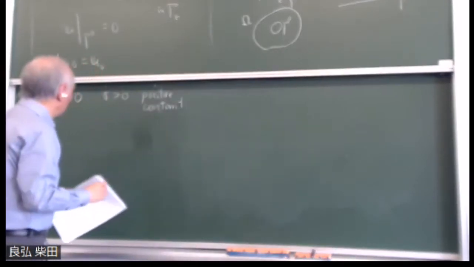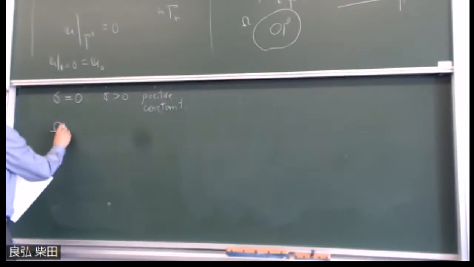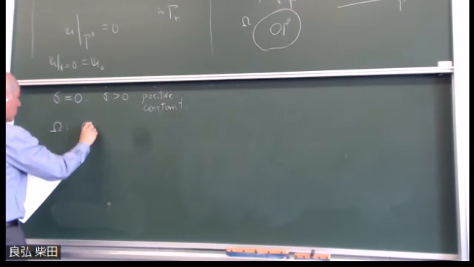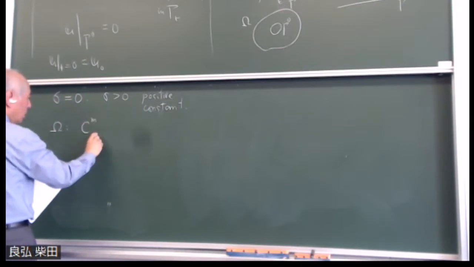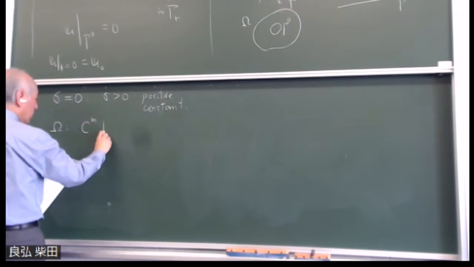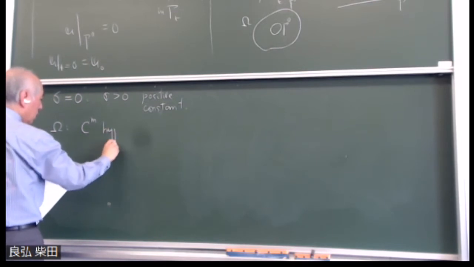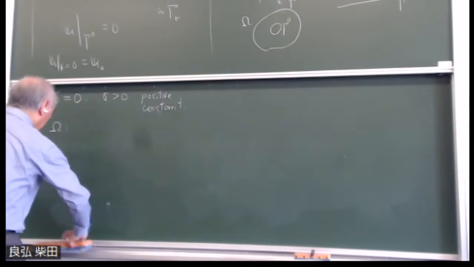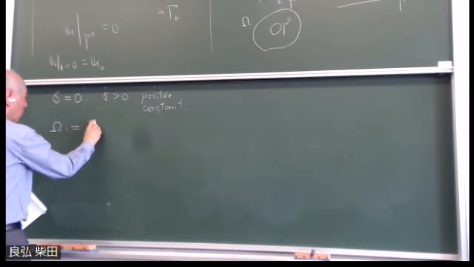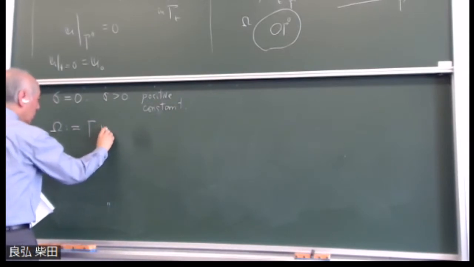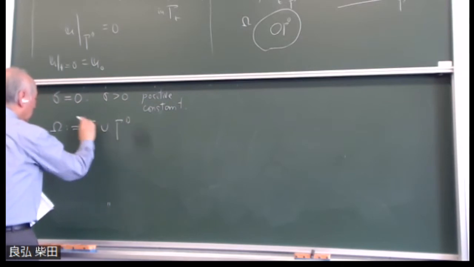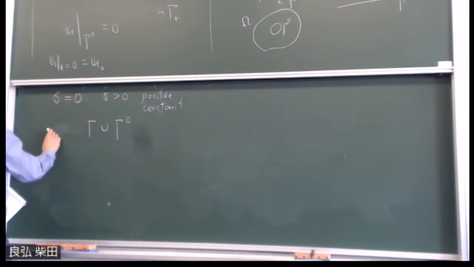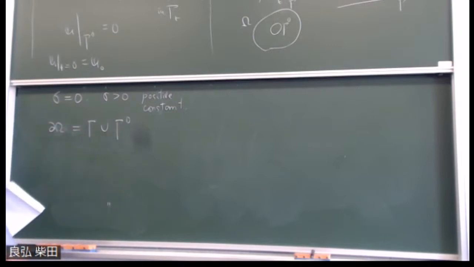In this picture, this omega is at least a C2 hypersurface. Omega is divided into two parts. So the boundary of omega is divided into two parts.